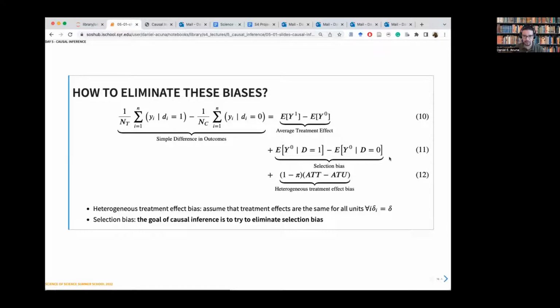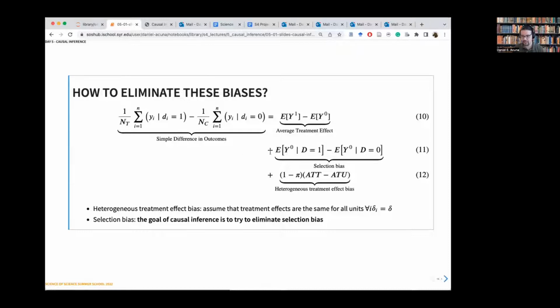Okay, so now, if we eliminate both this, which we are making an assumption that this is 0, and we eliminate selection bias, the average treatment effect will be equal to our simple difference in outcomes from the data. So we can estimate the causal effect, which is the ATE here, which is what we're interested in, only based on the observations.